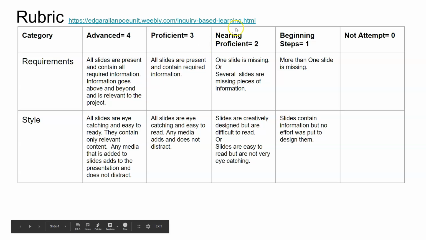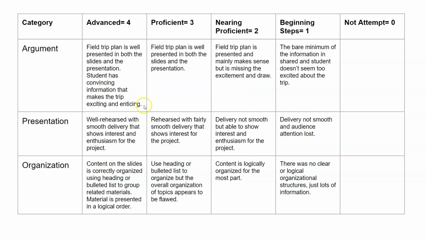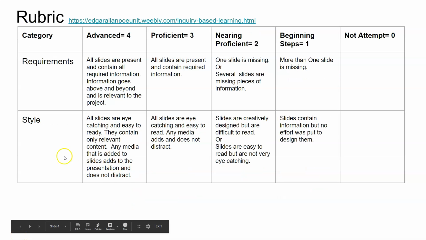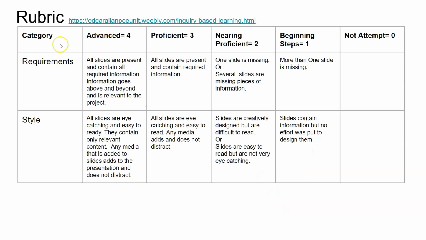Here is the rubric. You're going to be graded on your requirements, your style, your argument, your presentation, and your organization. Your requirements means that you have all the parts we just went over: a summary, a bar graph, a recommended packing list, your suitcase size, and why we should go on your trip. That's the requirements.